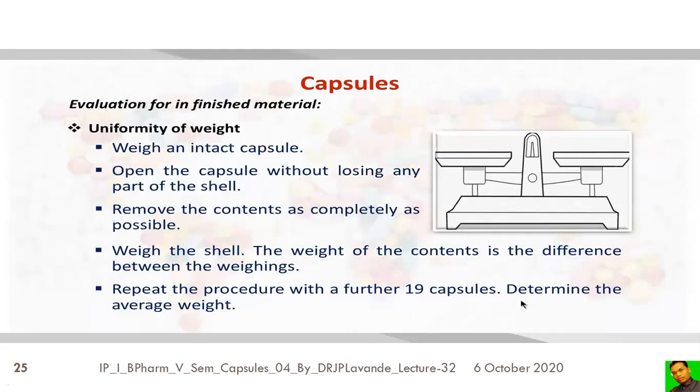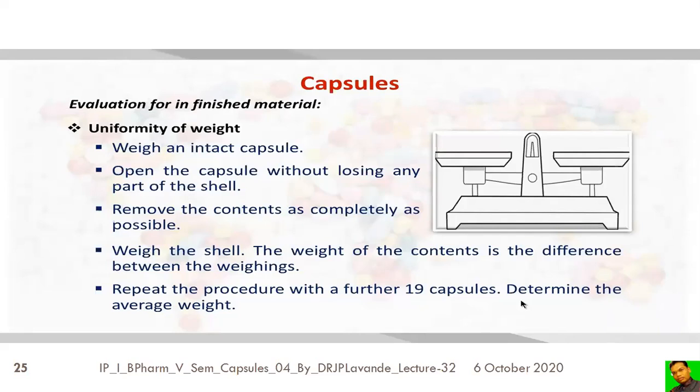Now open the capsule without losing any part of the shell. Remove the content as completely as possible. Weigh the shell. The weight of the content is the difference between the weighings. So repeat the procedure with further 19 capsules and determine the average weight.